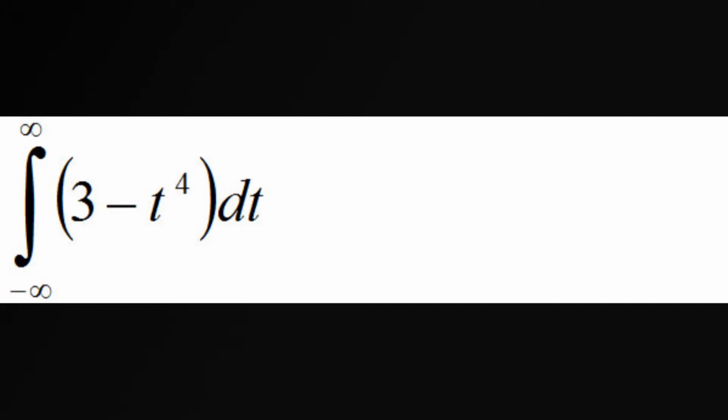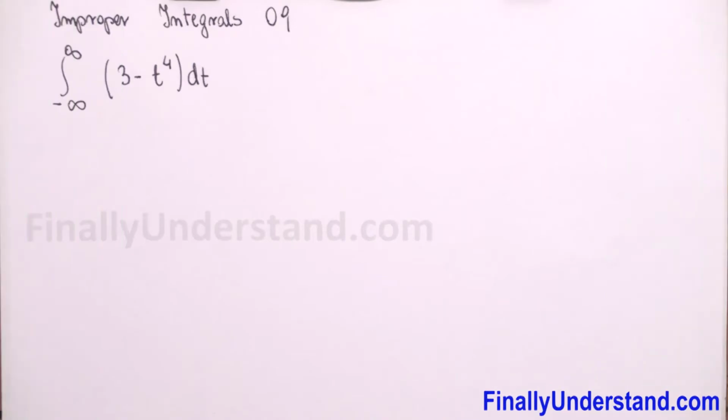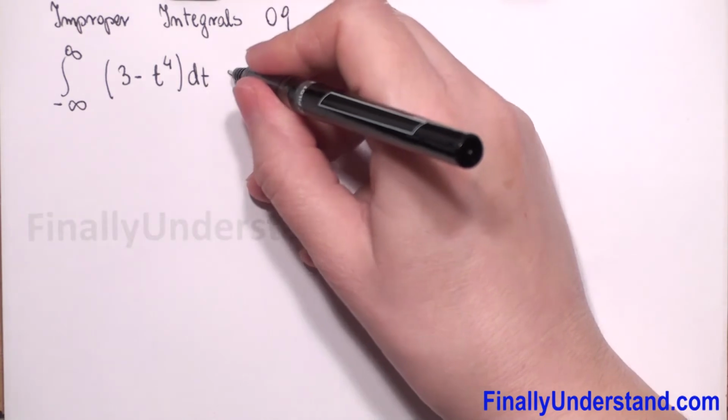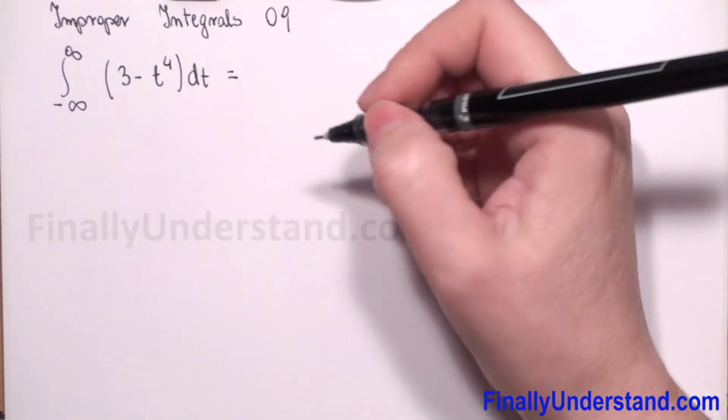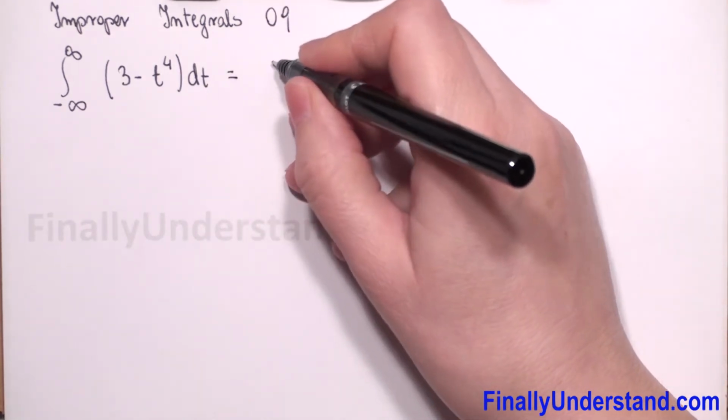In this case, we got infinities in both limits, so we need to split the integral up into two separate integrals. We can split the integral up at any point. So let's choose 0. Why 0? Because it will be a convenient point for the evaluation process.